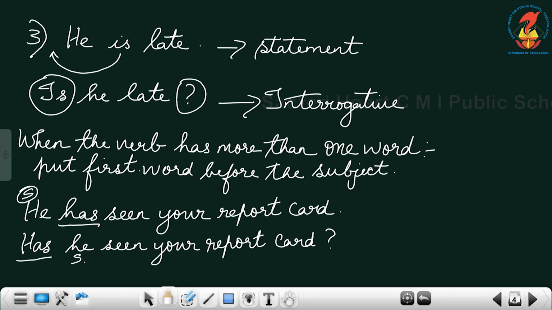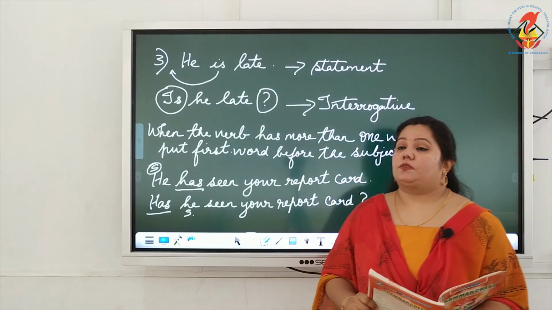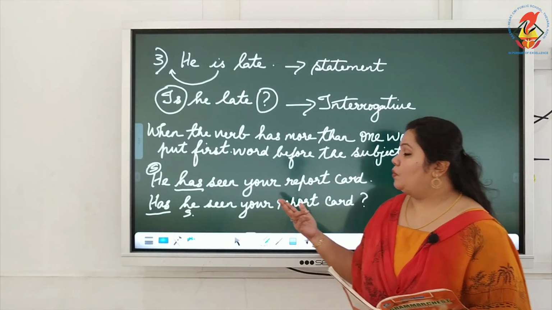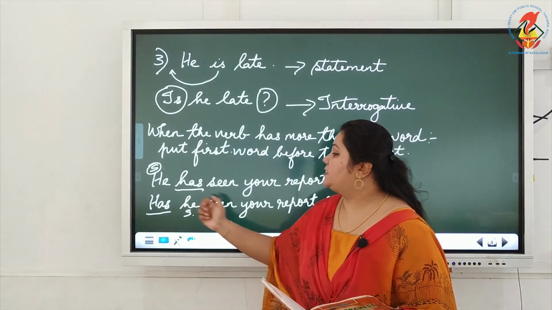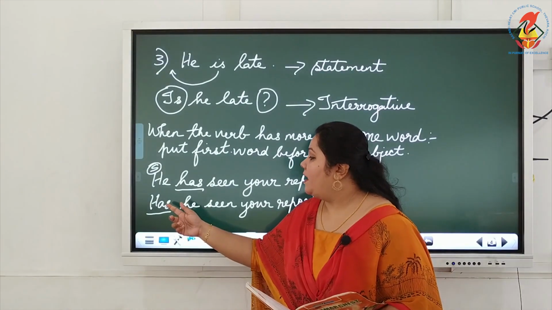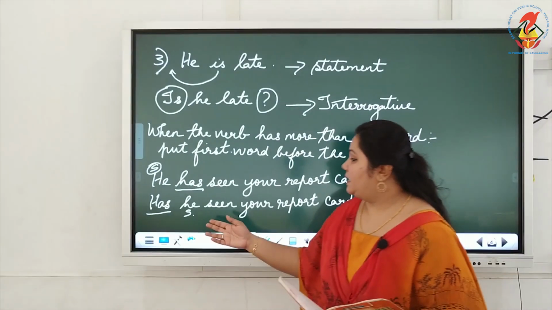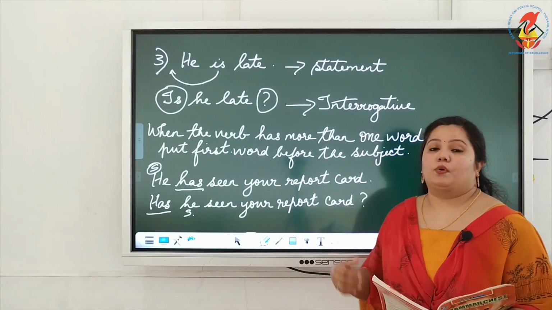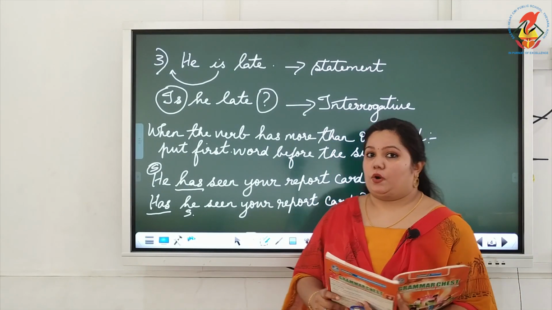He has seen your report card. Has seen is given here. So when we change that into an interrogative sentence, the word has should be placed before the subject, which is he. So has he seen your report card? Question mark. Understood? So if the verb has more than one word, we put the first word before the subject in order to make it an interrogative sentence. So in this sentence, as I told you, has should be placed before the subject he. So has he seen your report card? Okay, I hope you got that.